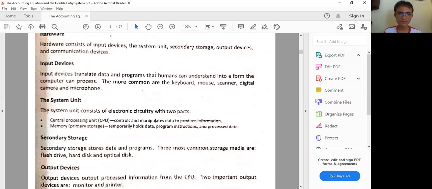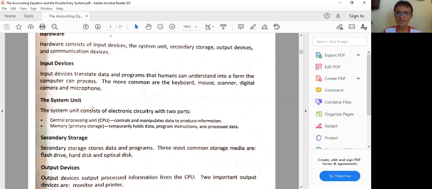So we have here the input in which they're being used to place information on the computer. So we have the keyboard, mouse, scanner, the digital camera, and the microphone. The input devices would normally partner with the output.